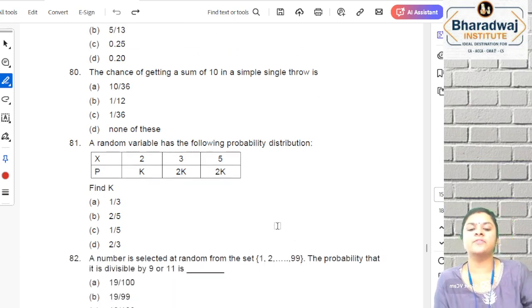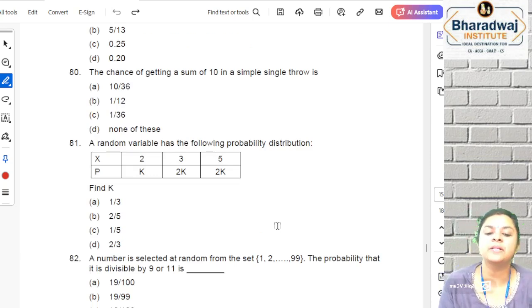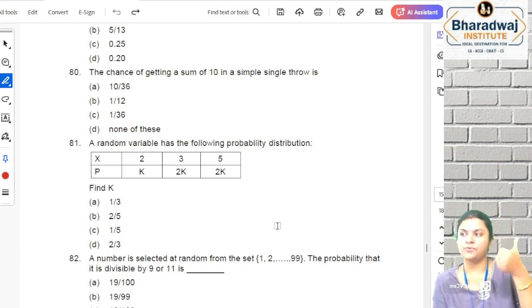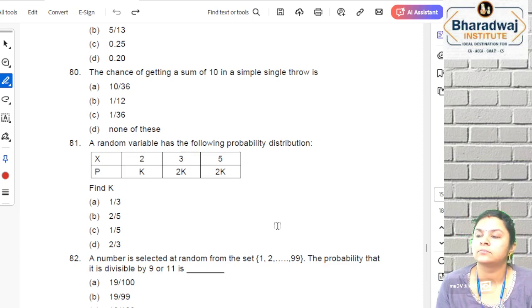Next, the chance of getting a sum of 10 in a simple single throw of a die is a sum of 10. 6, 4, 4, 6, 5, 5. 3 by 36. 1 by 12. Yeah, none of these. 1 by 12.